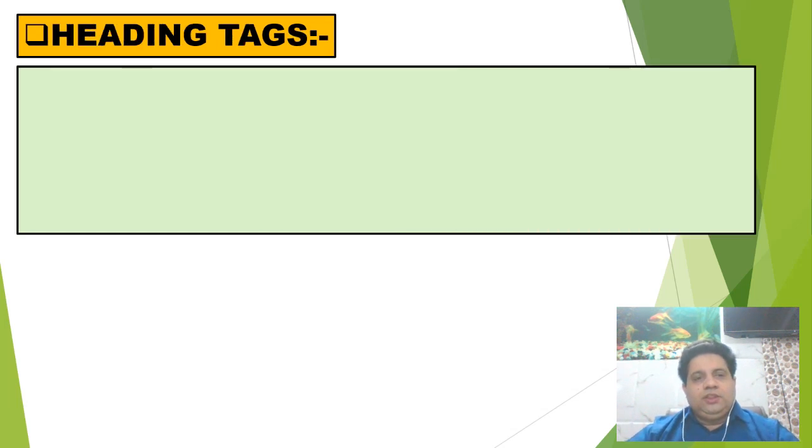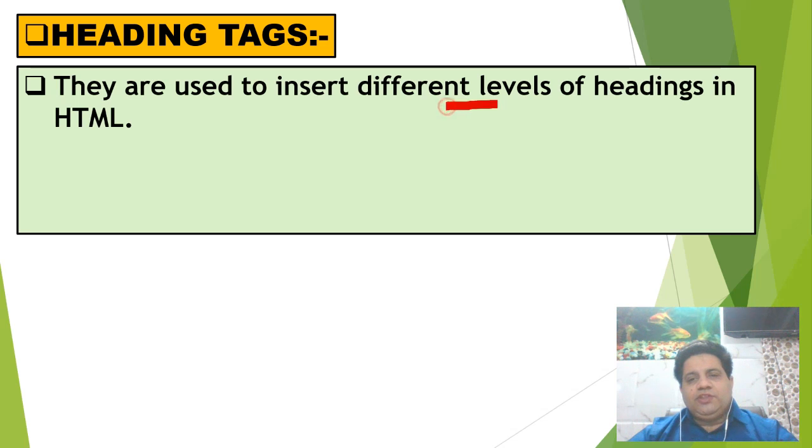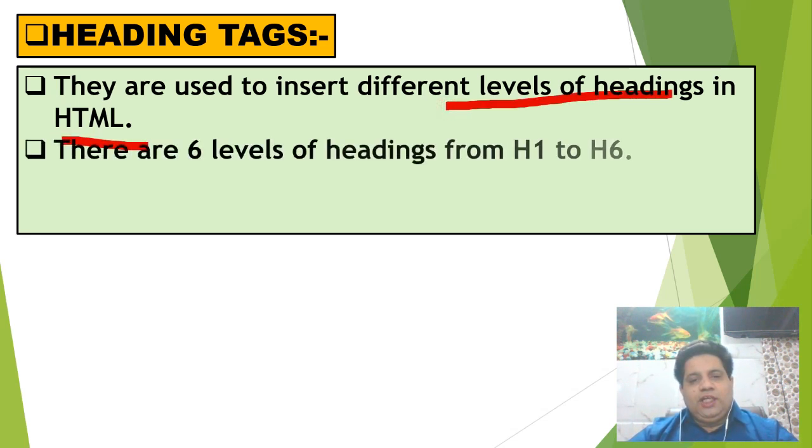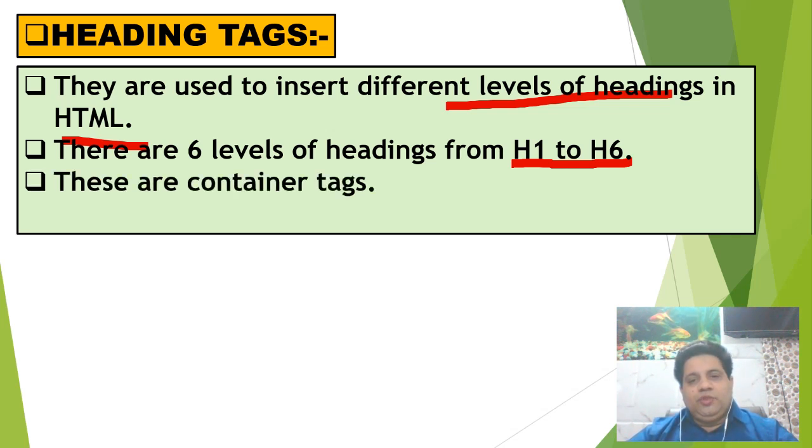Now the next tags are heading tags. Suppose we want to give some headings to our HTML documents. How can we do it? They are used to insert different levels of headings in HTML. There are 6 levels of heading from H1 to H6. The H1 heading is the largest and the boldest, and then the headings become less bold and less large. These are container tags because you will find opening as well as closing tags for the headings H1 to H6.